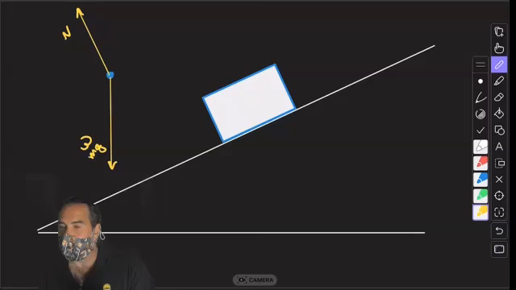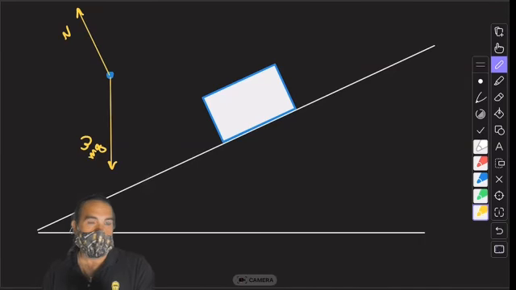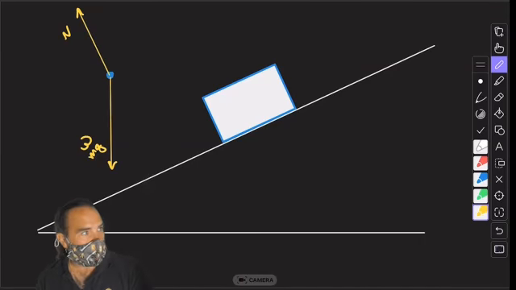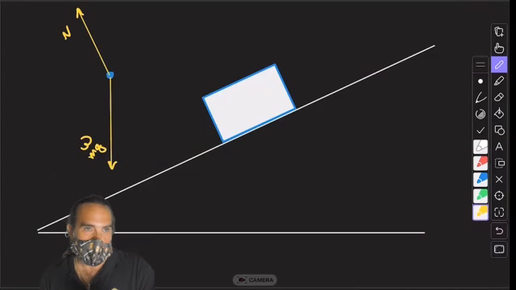Every year I get a test with an inclined plane problem. Somebody draws a normal force straight up every year. Don't let it be you, because I'll put it on my bulletin board. Okay, I don't want this to be you. On an inclined plane, the normal force has to be perpendicular to the surface, which is at an angle.